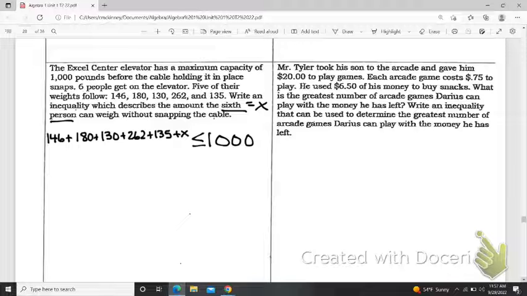All right, last one. Mr. Tyler took his son to the arcade, gave him some money, and so Darius is his son in this case, and we're trying to find the greatest number of games that he can play with the money he has left, because he used some of the money for snacks. All right, and so again, we're writing an inequality, not an equation. So X here is going to represent games.